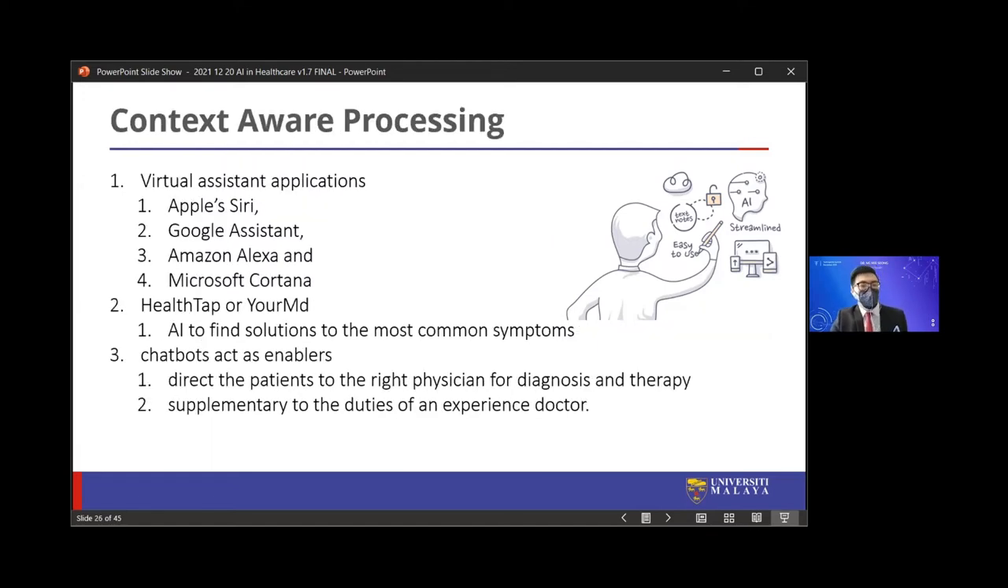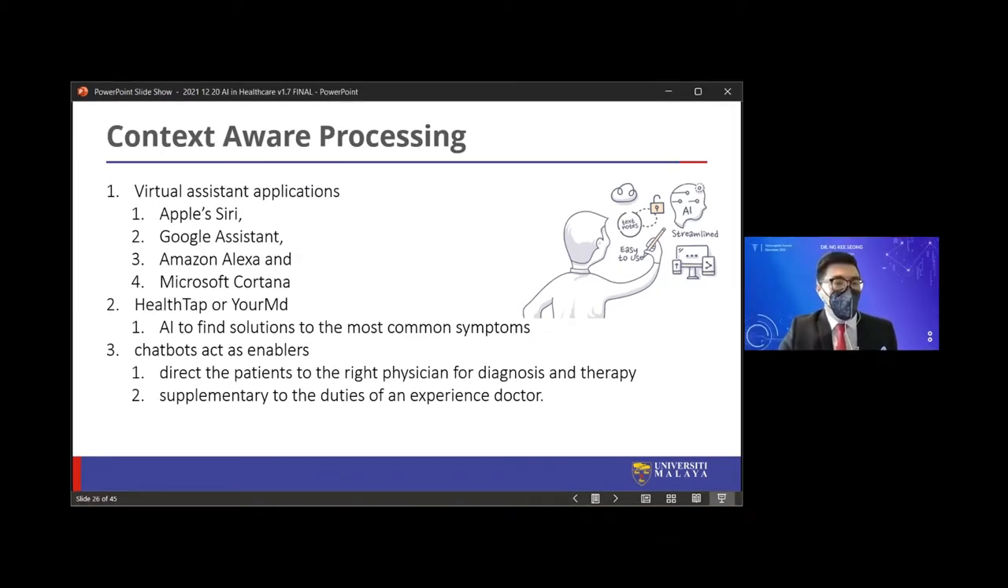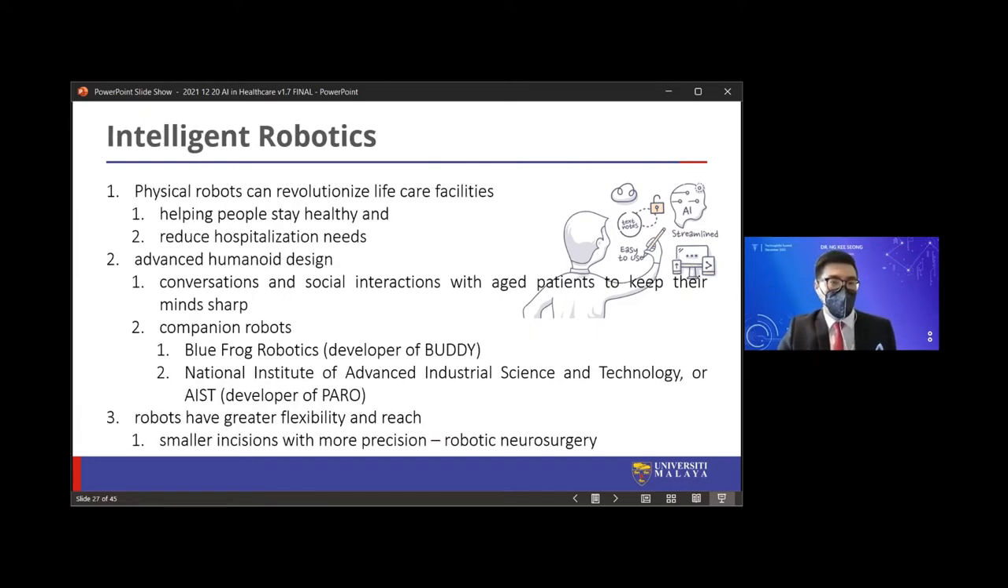There's also context-aware processing, and these are seen as being used with the virtual assistant applications like Apple Siri, Google Assistant, Amazon's Alexa, and even Microsoft's Cortana. And HealthTap or your MD have been using some of these technologies to find solutions to the most common medical symptoms. These chatbots can act as enablers to direct the patients to the right physician, diagnosis and therapy, or even to supplement the duties of an experienced doctor.